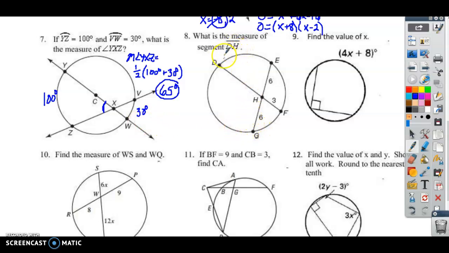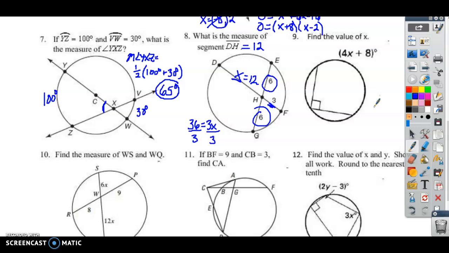What's the measure of segment DH? So we'll just call it X. We're trying to find DH here. Well, when you have two chords that intersect each other inside a circle, we know that we can do part times part. So we can do 6 times 6 equals part times part, 3x. 6 times 6 is 36, equal to 3x. Divide both sides by 3, and we know that x now equals 12. So what's the measure of segment DH? It measures 12 units.